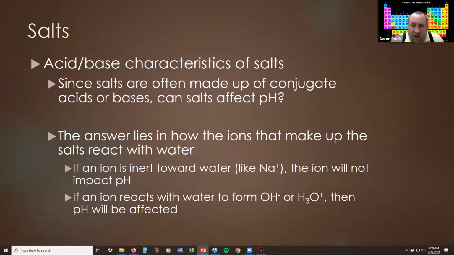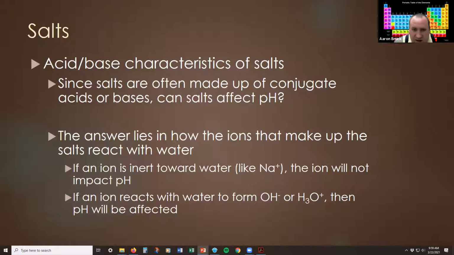Salts do have acid and base characteristics because salts are usually the result of an acid-base neutralization reaction. Sodium chloride, for example, you can think of as being the product of hydrochloric acid reacting with sodium hydroxide. The hydroxide and the hydrogen ion annihilate each other, more or less. They neutralize each other and become water, and the leftovers are sodium and chloride, which, if we take away all the water, eventually becomes solid sodium chloride.